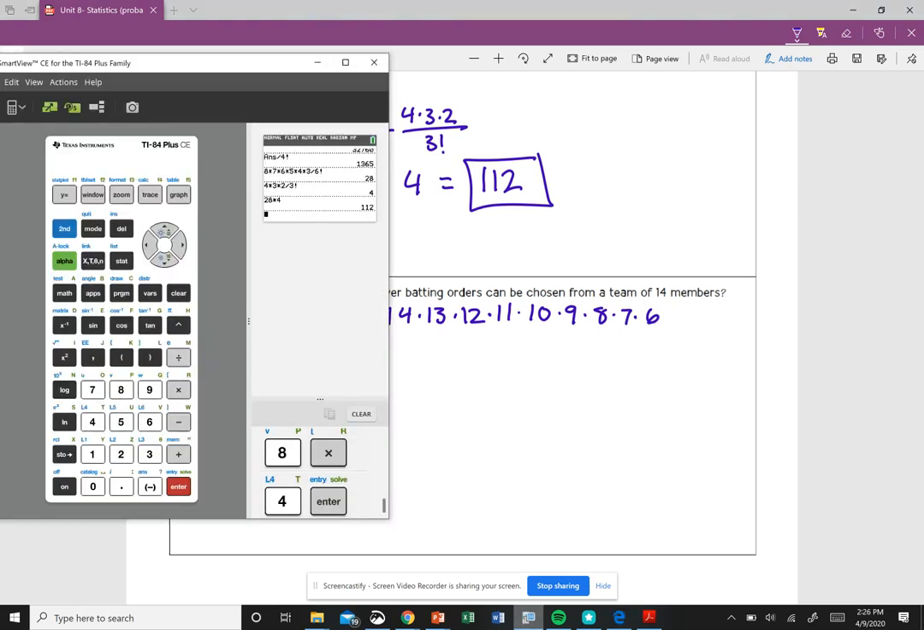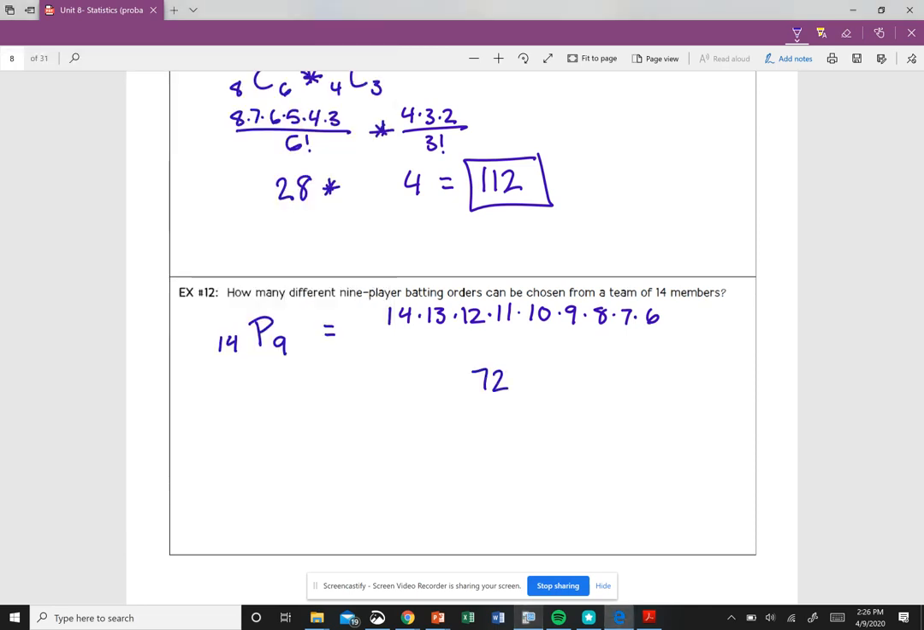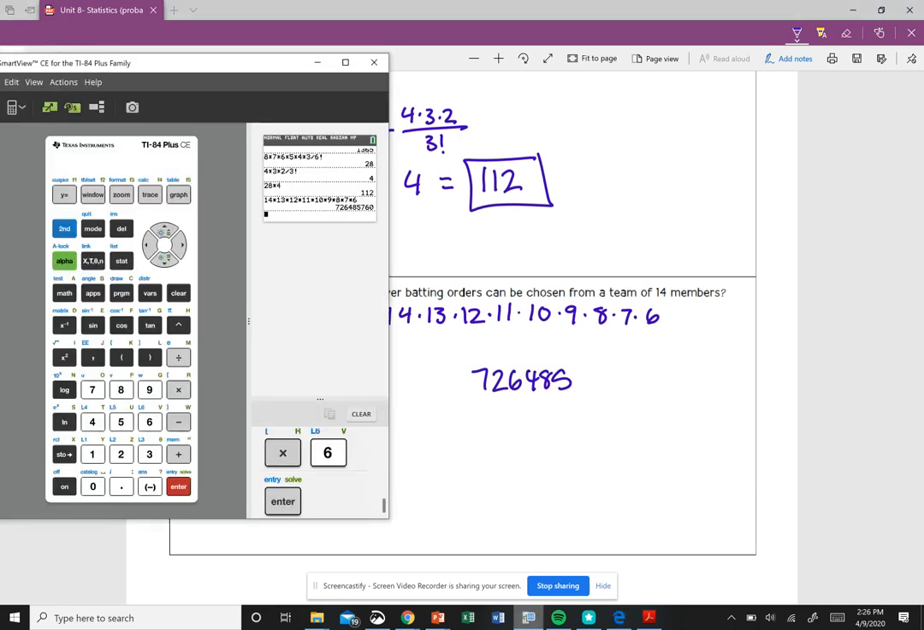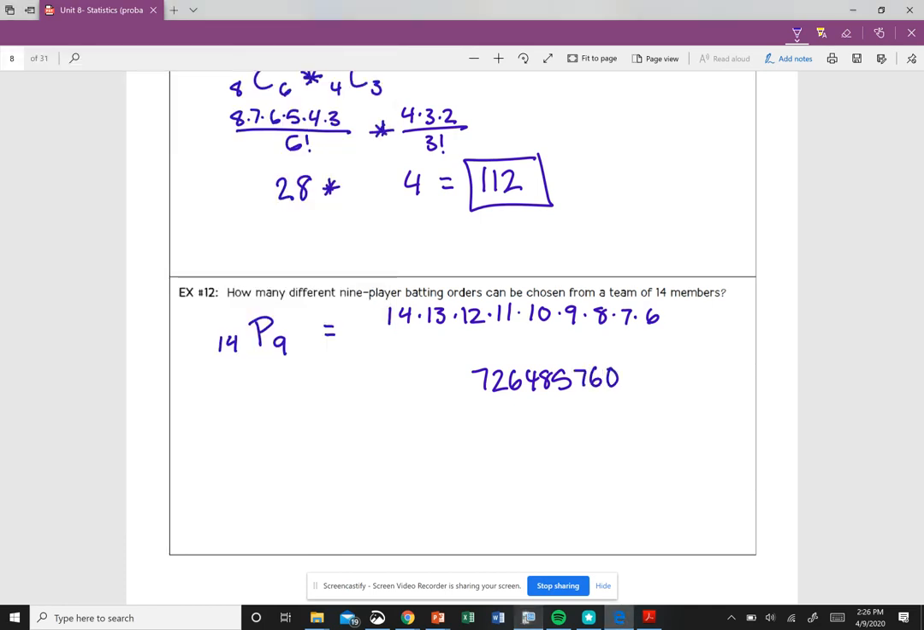So I'm going to do 14 times 13 times 12 times 11 times 10 times 9 times 8 times 7 times 6. Holy shoot, that's a lot of different ways. So 7,264,857,600. That's a whole lot of ways those 9 people can be chosen.